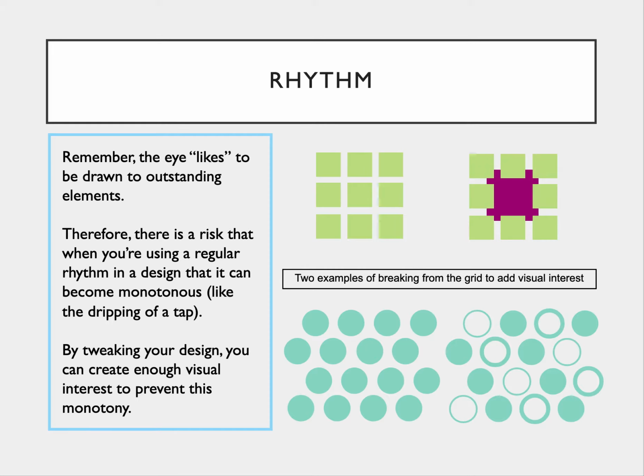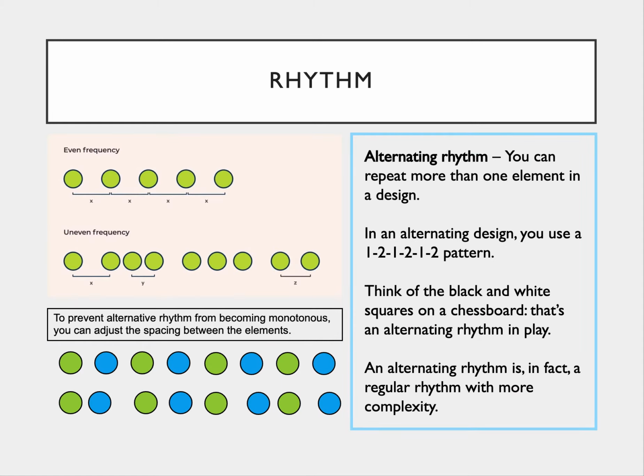And two examples there of how I did this using color in one and color and scale in one, and then outlining some of the circles in the other. So instead of repetition, boring repetition, I now have interesting rhythm. So here's also another way that you can create rhythm. To prevent it from becoming monotonous, just start adjusting the space between your elements.